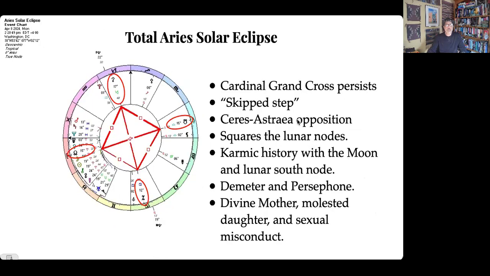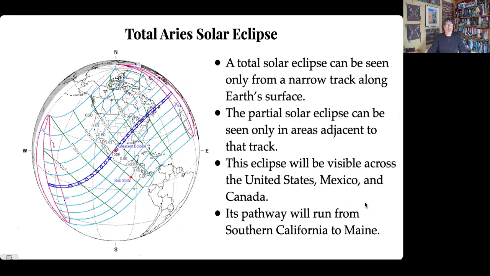I alluded to this already. We have the skip step of Ceres Estrella square the nodes. This is a lot of karmic histories coming up for resolution. Again, you can see it here very clearly what's going on. So the total solar eclipse, this blue band, will be total across this band, and it will be visible across this wider band, across the United States, Mexico, and Canada. And the pathway will run directly from Southern California right up to Maine through the United States.